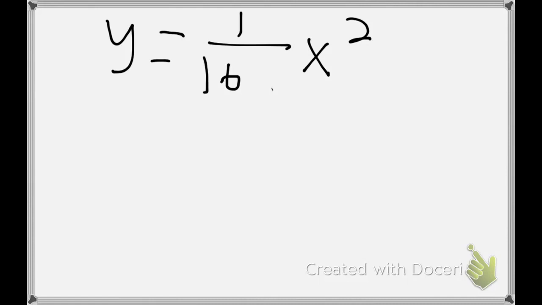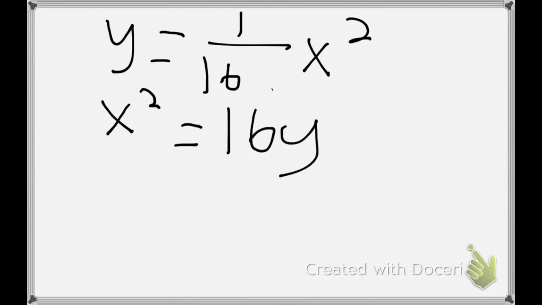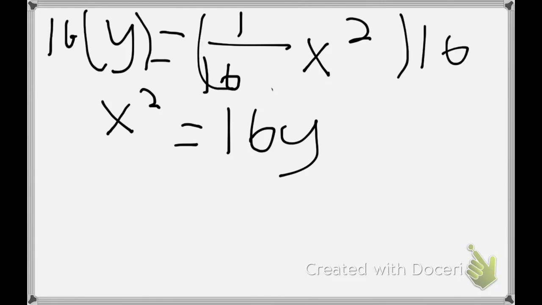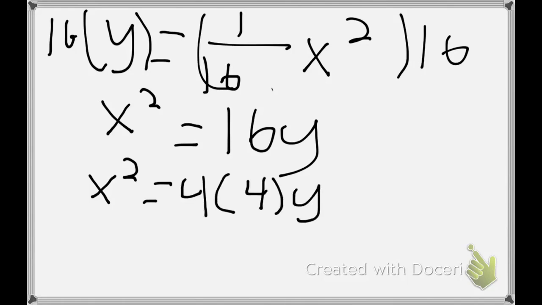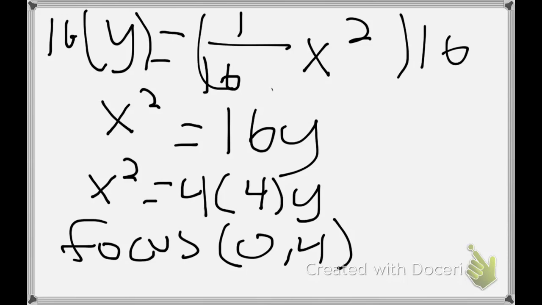So how we're going to solve this is we're going to rewrite this first. So we can say x squared equals 16y. I just multiplied both sides by 16 to get this. Now we can just take the 4 out, so we can say x squared equals 4y. And since we know the focus is at (0, 4), then the directrix has to be at y equals negative 4.